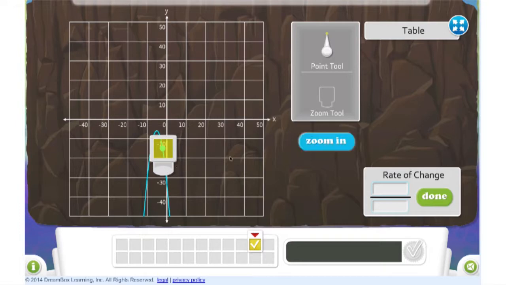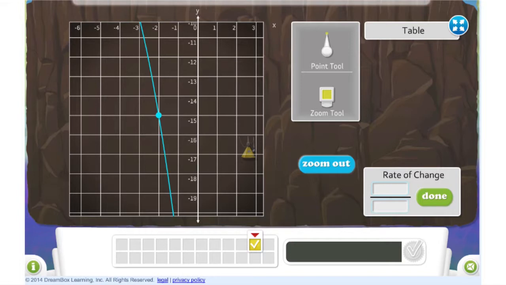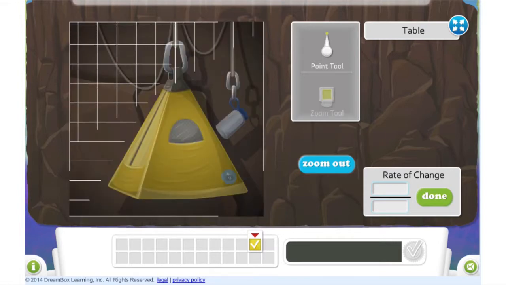To deeply understand rates of change as an idea instead of just as a computation, students need to engage with nonlinear graphs as well. Here, students are asked to find the rate of change at a given point on a parabola. You'll notice that the zoom tool is active in this lesson, so that students can see how every curve is locally a straight line around a given point.